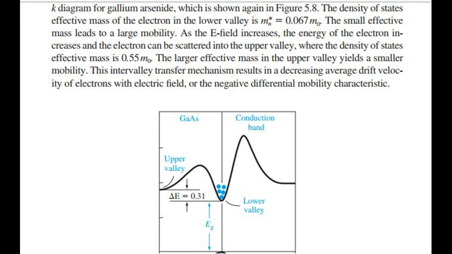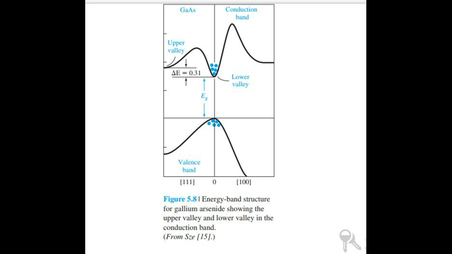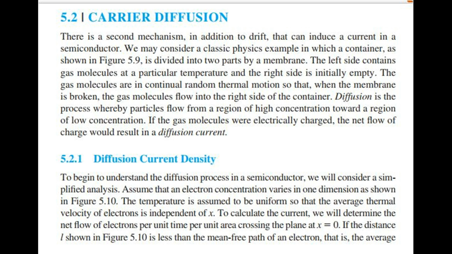This inter-valley transfer mechanism results in a decreasing average drift velocity of electrons with electric field, or the negative differential mobility characteristic. Figure 5.8: energy band structure for gallium arsenide showing the upper valley and lower valley in the conduction band. Carrier diffusion. There is a second mechanism, in addition to drift, that can induce a current in a semiconductor.